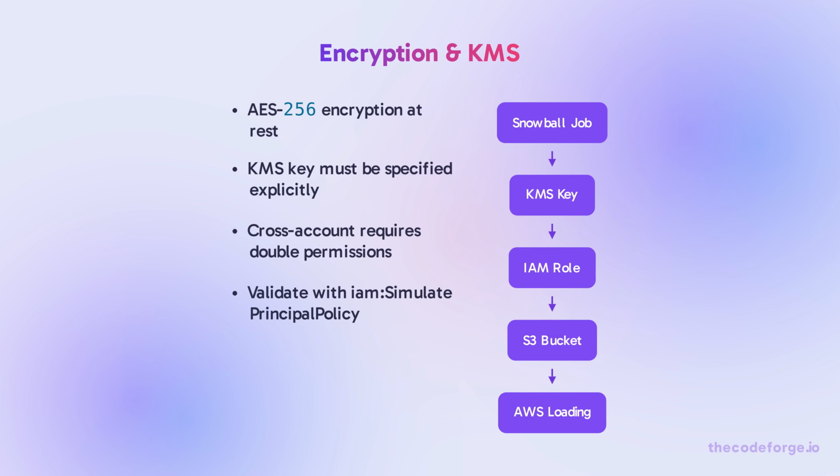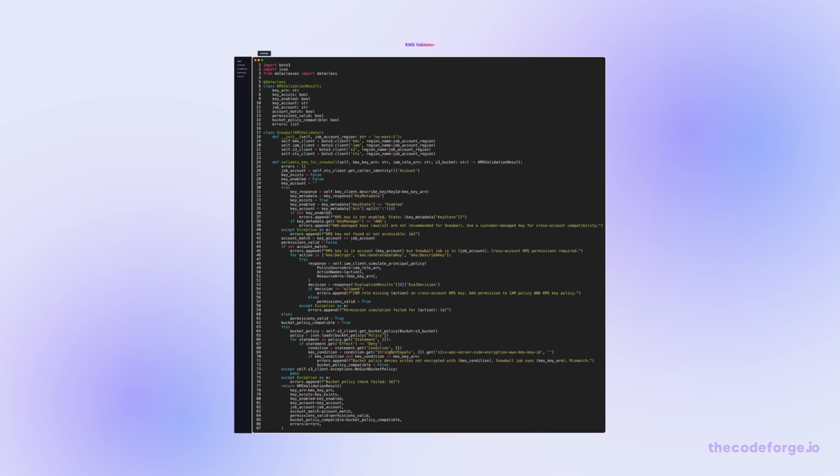Every Snowball device encrypts data with AES 256. The key management service key is critical. For cross-account migrations, both the identity and access management role and the key management service key policy need permissions. Always specify the key Amazon resource name explicitly. This validator checks key management service key existence, cross-account permissions, and Simple Storage Service bucket policy compatibility. It catches mismatches before you create the Snowball job, saving weeks of rework.